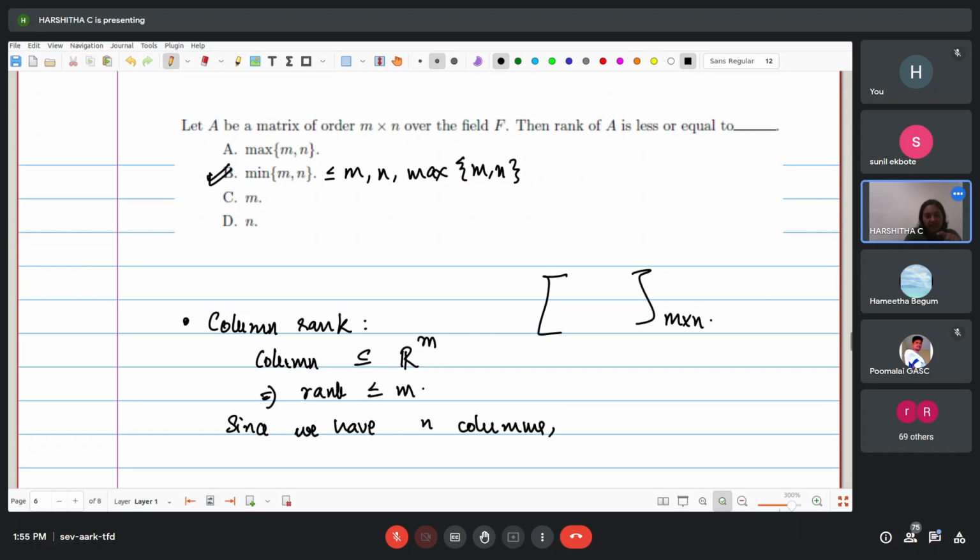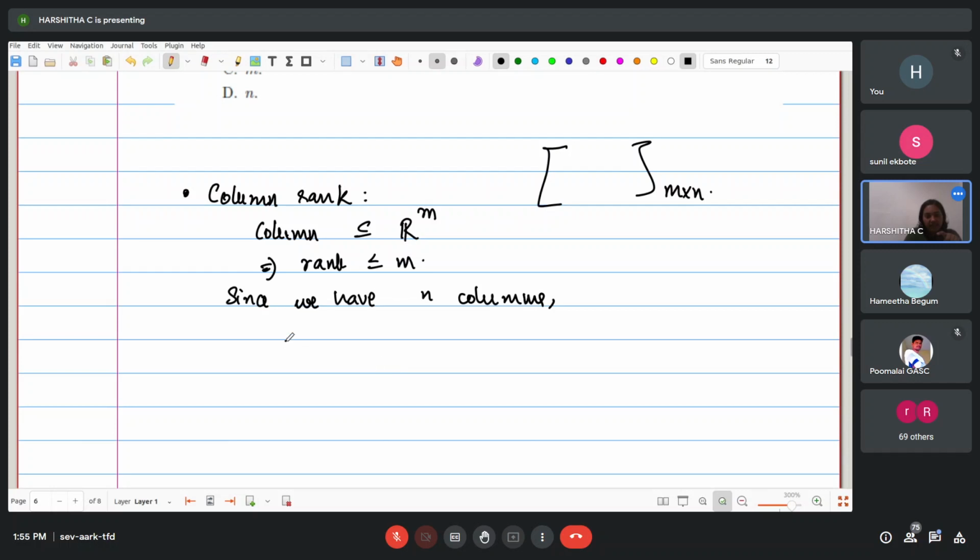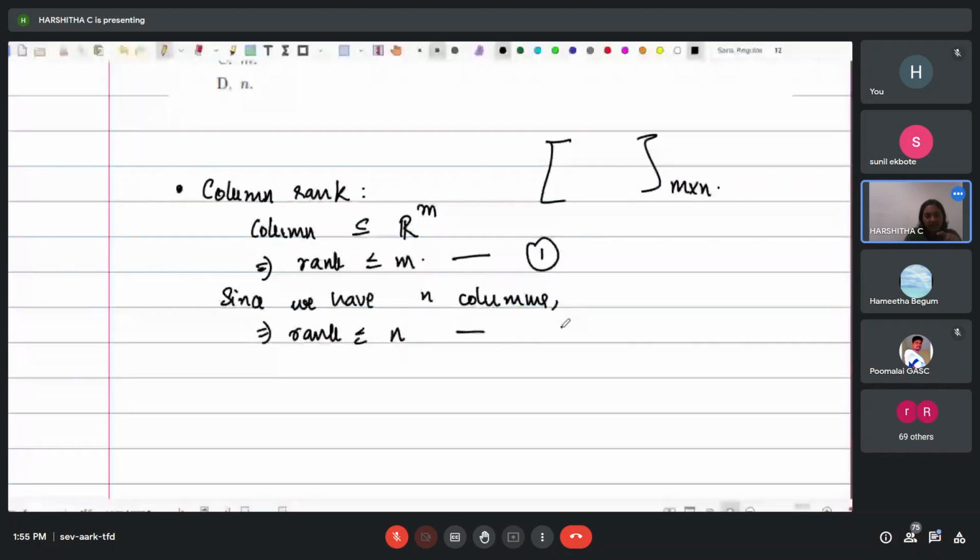So again, the dimension of the column space cannot be greater than n. So rank is less than or equal to n. So combining both of these, we get that rank is less than or equal to the minimum of m comma n.